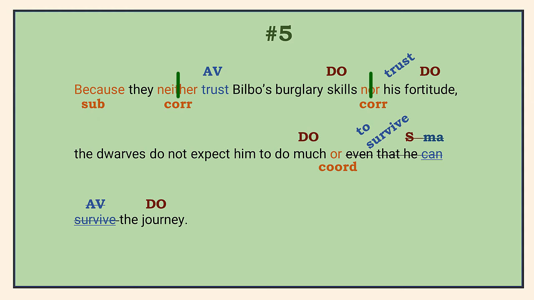Both have possessive adjectives before the noun, Bilbo's and his. The coordinating conjunction or joins an infinitive and its direct object on one side, but a dependent clause on the other. We can add the infinitive and remove the subject-verb combination. We could also rewrite the first part of the dependent clause instead. The dwarves do not expect that he will do much or that he can survive the journey.